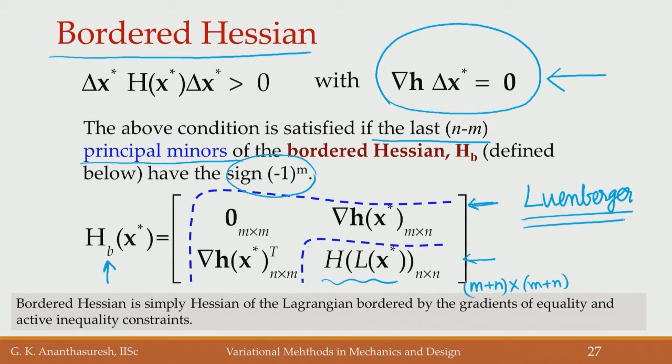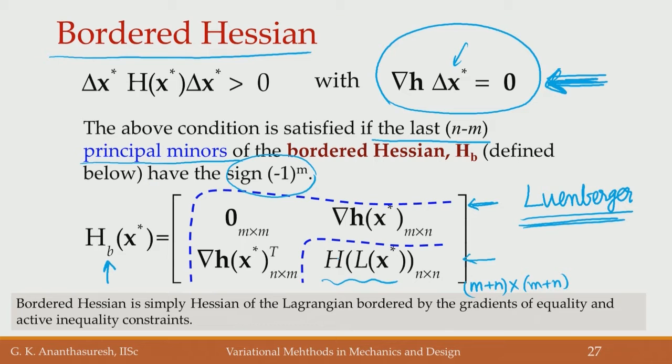You can refer to the Vector Space Methods book, where there are some hints given about why this bordered Hessian concept works to verify this condition, which is like an if statement. We have to get the perturbations which are feasible and check there. So, this is a simple check.